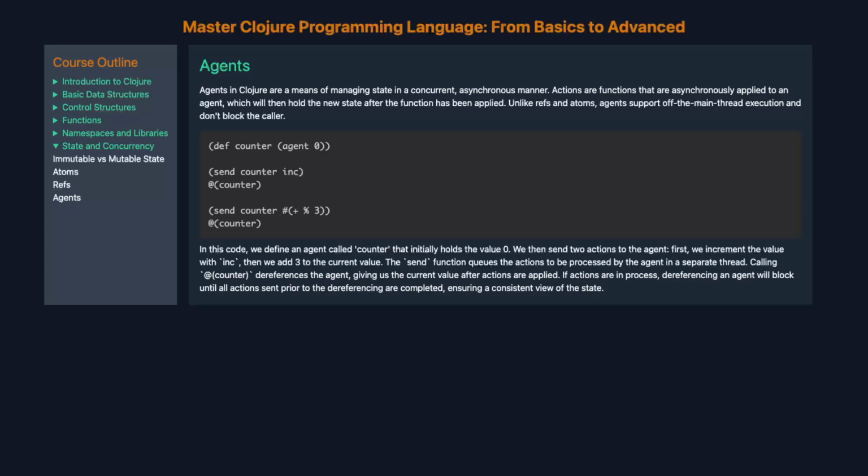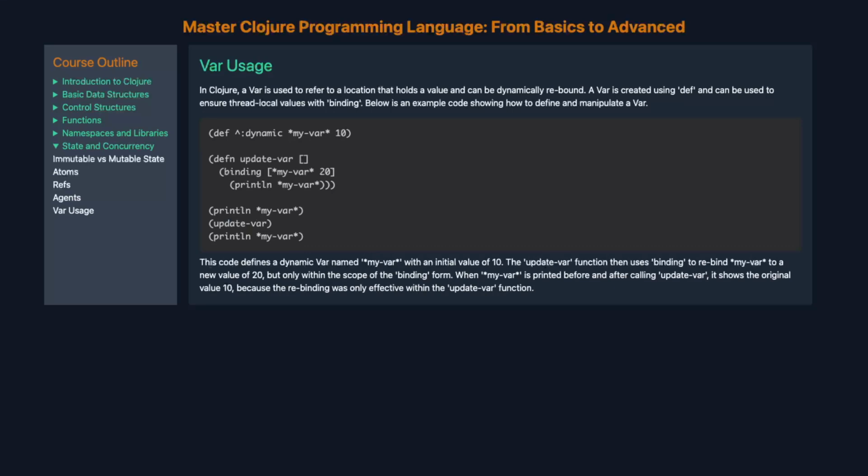In this code, we define an agent called counter that initially holds the value 0. We then send two actions to the agent. First, we increment the value with inc, then we add 3 to the current value. The send function queues the actions to be processed by the agent in a separate thread. Calling @counter dereferences the agent, giving us the current value after actions are applied. If actions are in process, dereferencing an agent will block until all actions sent prior to the dereferencing are completed, ensuring a consistent view of the state.